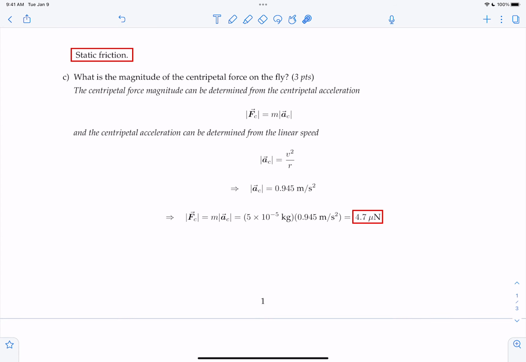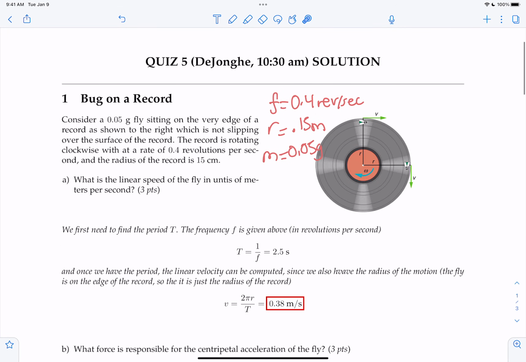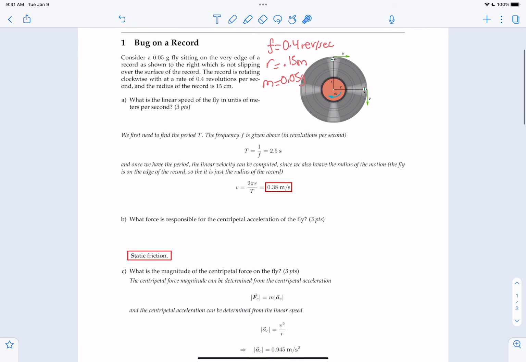And I'm going to be uploading this document later on the Google Drive for sure. But yeah, that's an example of how they're going to integrate centripetal force, centripetal acceleration, and the period, frequency, speed stuff into one problem.